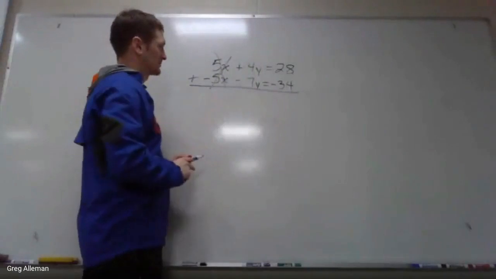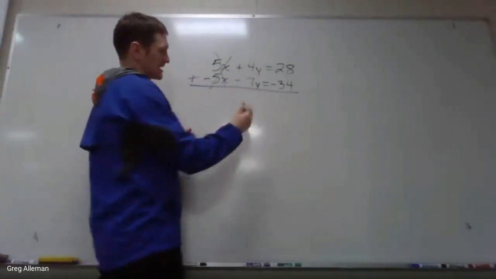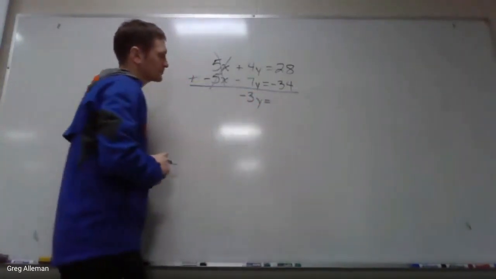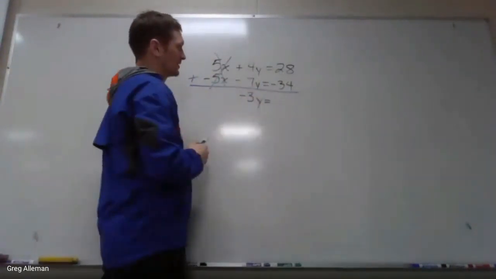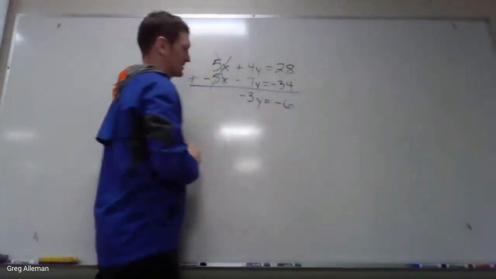And then I would go down to the next one. 4 plus negative 7, that does make a number. That's a negative 3. And then 28 plus negative 34 is what? Negative 6. Hey, actually, this is going to work out nicely. Imagine that.